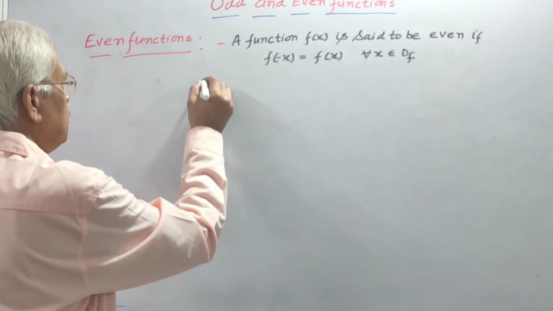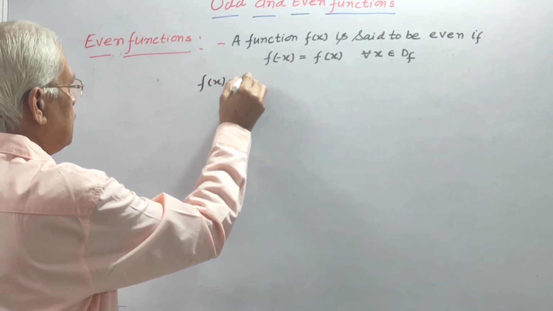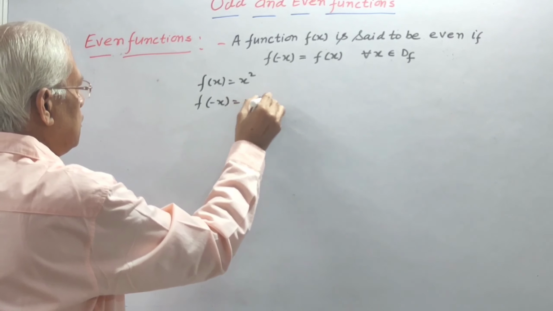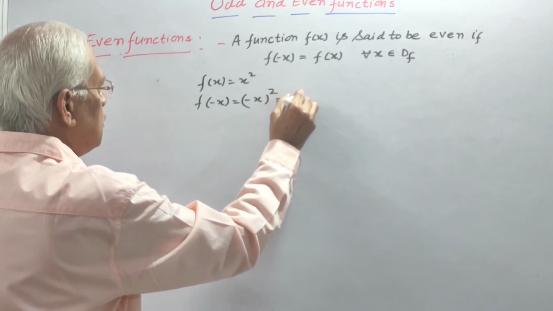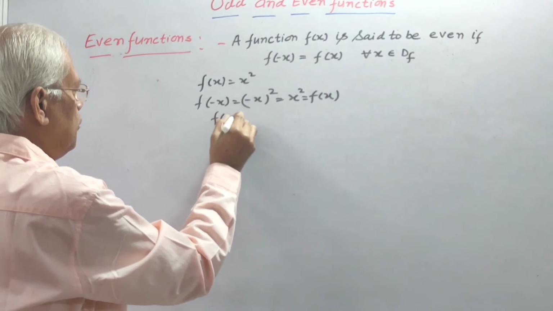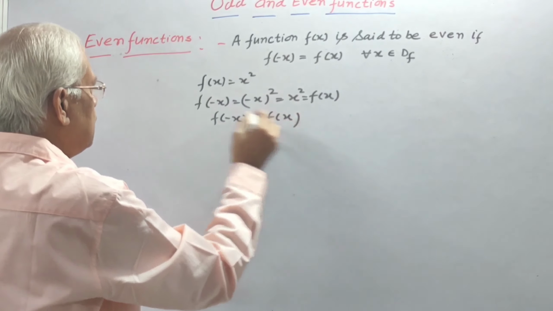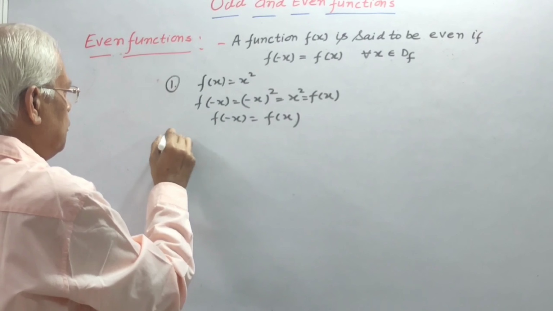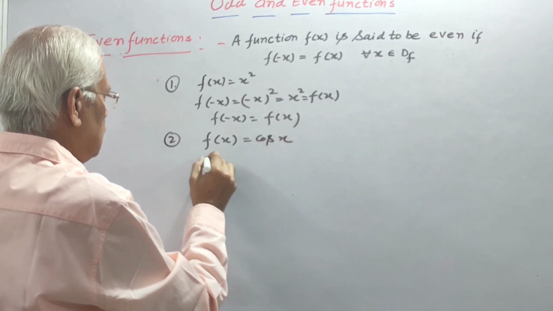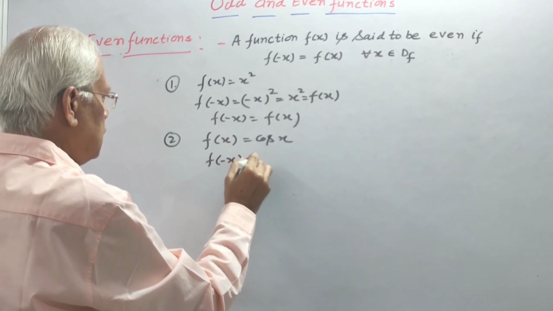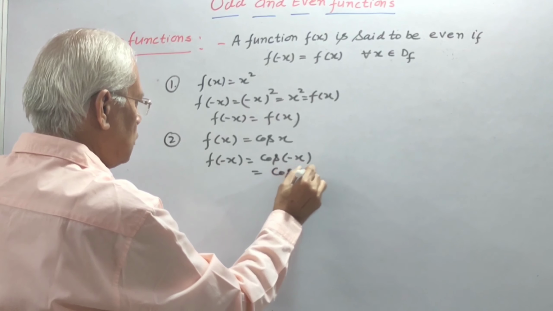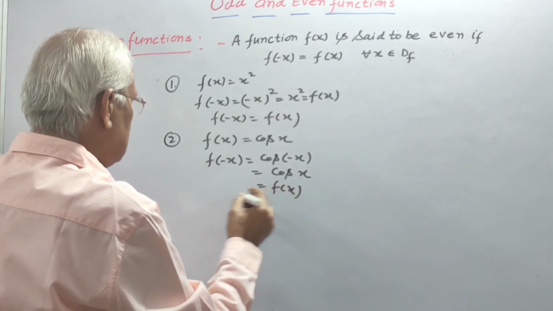For example, suppose f(x) is equal to x square is a function. Now replacing x by minus x, this is (-x) square, so this is x square, so this is f(x). So you can say f(-x) is equal to f(x). Let us take another example. f(x) is equal to cos x. Replacing x by minus x, cos(-x) is cos x, so this is f(x). So this is also even.